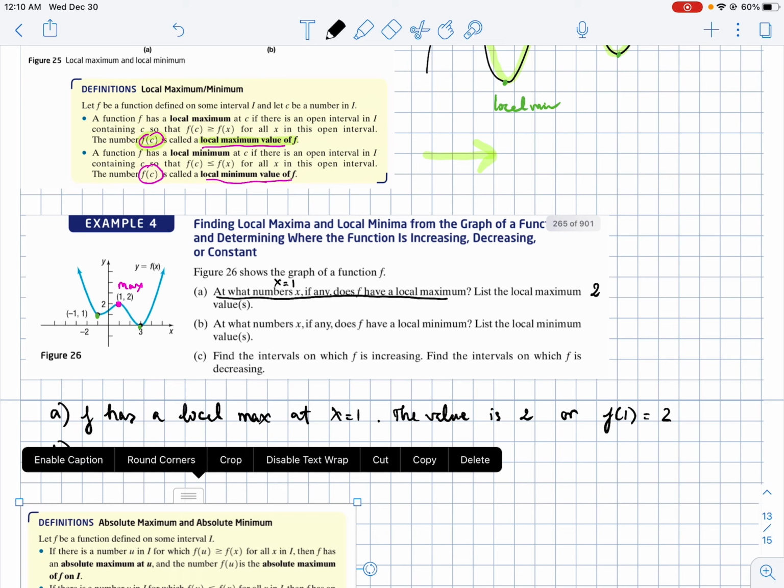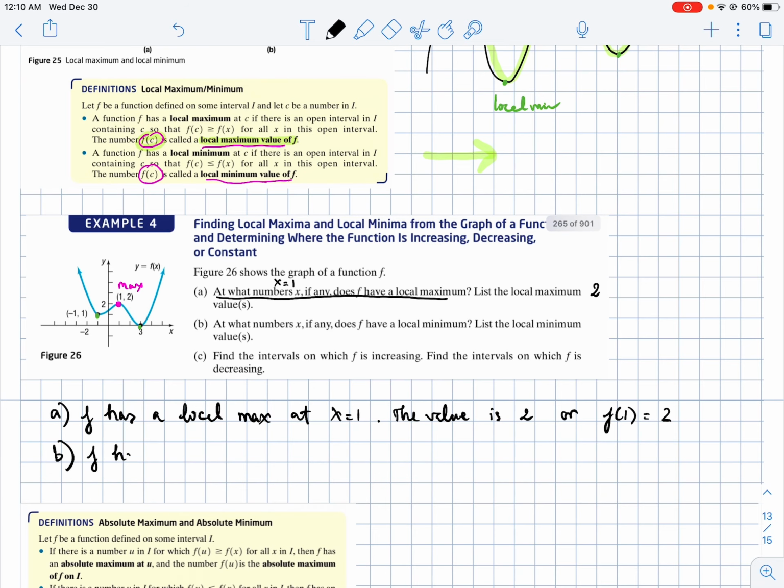For part B, we have two answers because we have two real points for the local minimum. So we would say f has a local minimum at x equal -1, which is this point, and at x equal 3. And now we answer the value. f of -1 equals 1, and f of 3 equals 0, because this point is (3, 0).